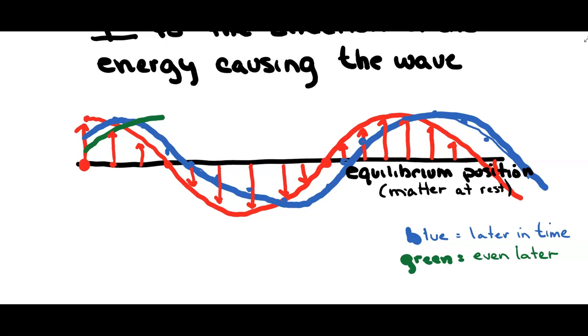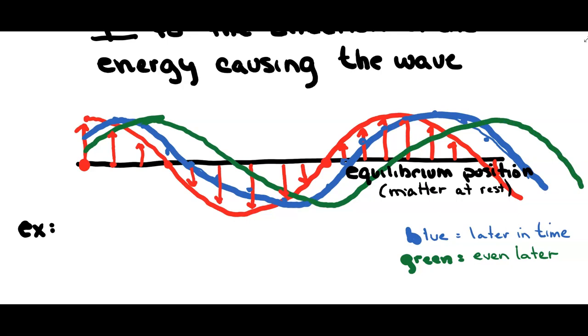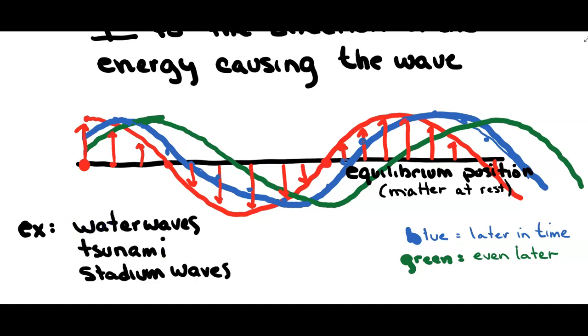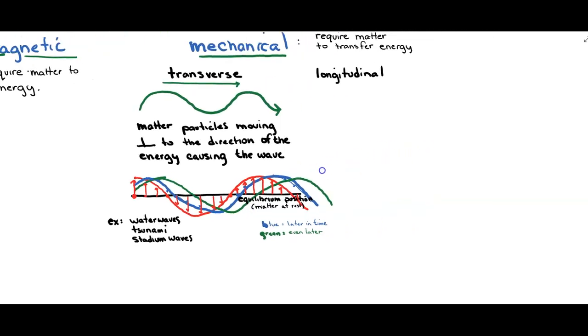If we use green to show the energy flowing through this matter even later in time, it's going to show a different shift, but following a pattern. So it would look apparently like that. Energy flowing through matter, examples like this are water waves, like a tsunami, and like a stadium wave that moves through the crowd where people stand up and then sit back down, transferring the energy. The other type of wave is a longitudinal wave.